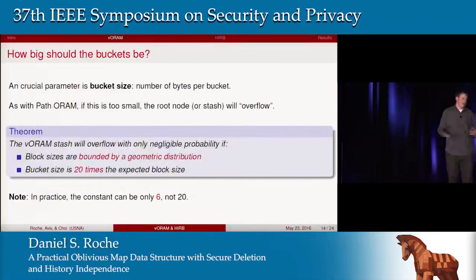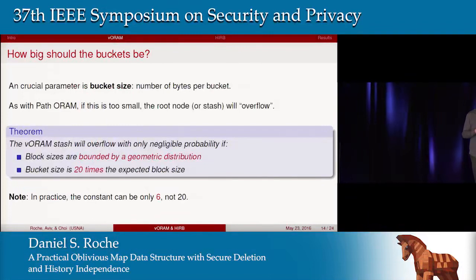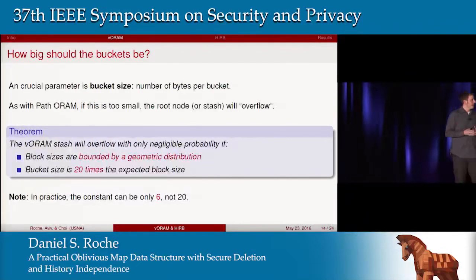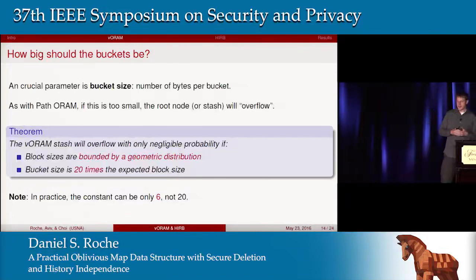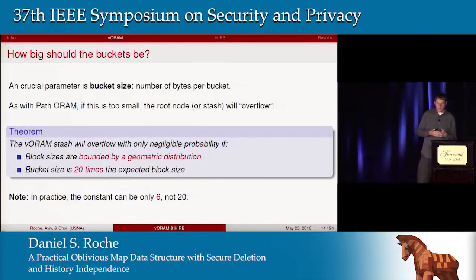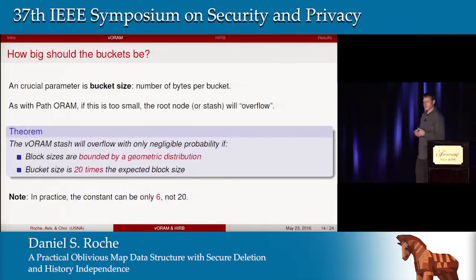Okay, now a big question in any ORAM construction is how big do the buckets have to be? So what's the overhead, what's the kind of wastage that we have? And for our VRAM, what we have is roughly a 20 times blow up, which is not great. But this is under this restriction that I want you to remember, that the size of the variable size things that we're storing, they can vary, but they can't vary that much.